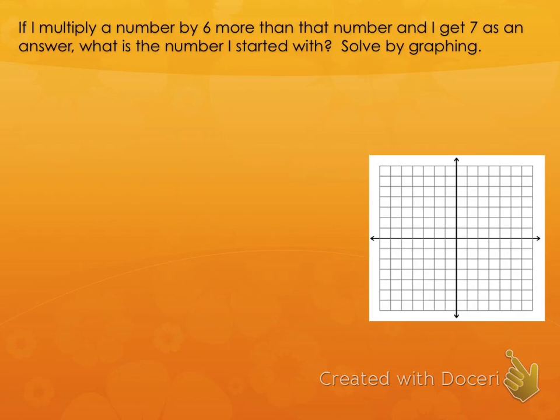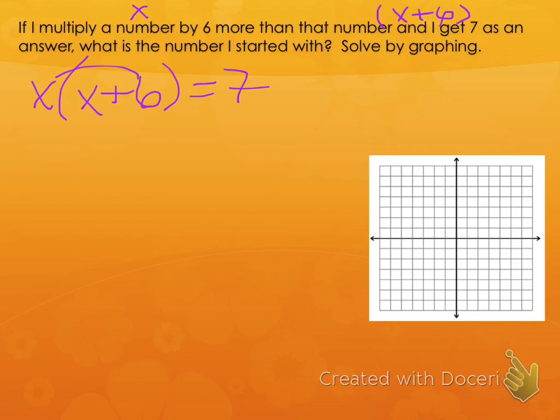And this last one, if you get a question like this: if I multiply a number by 6 more than that number, and I get 7 as an answer, what's the number I started with? So if the number is x, then 6 more than that number would be x plus 6. When I multiply these together, I get x times x plus 6 is equal to 7. Distribute my x, so I get x squared plus 6x equals 7.